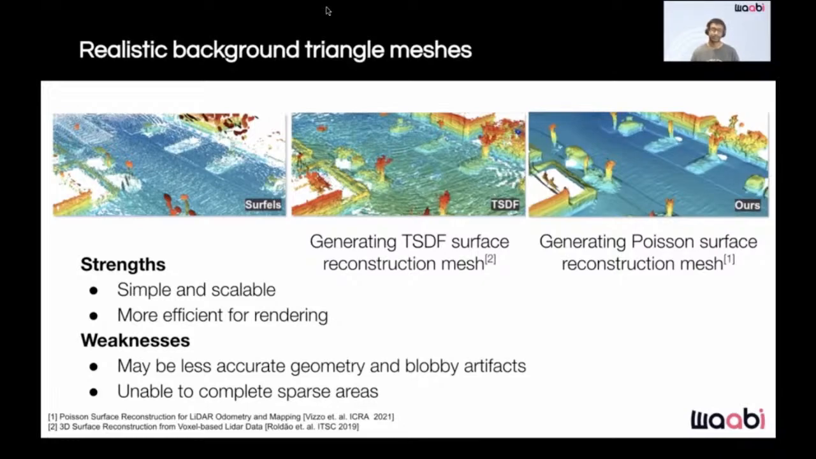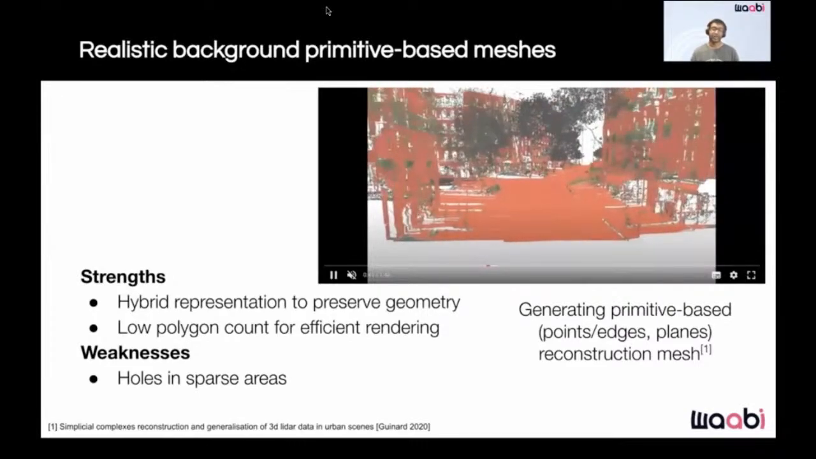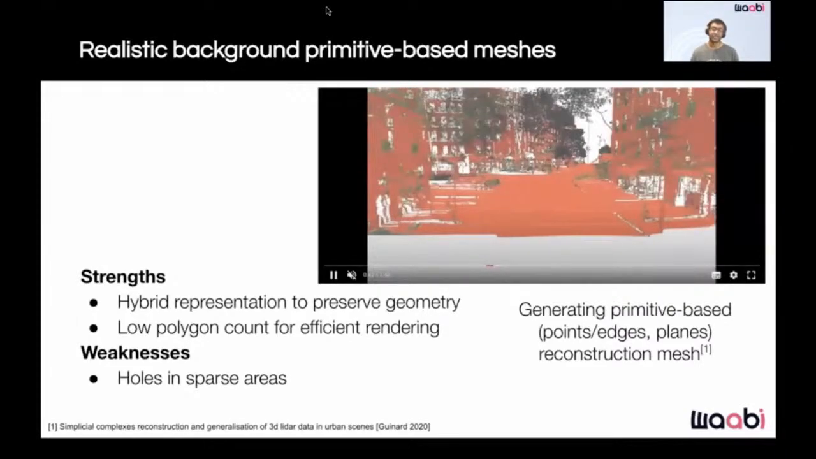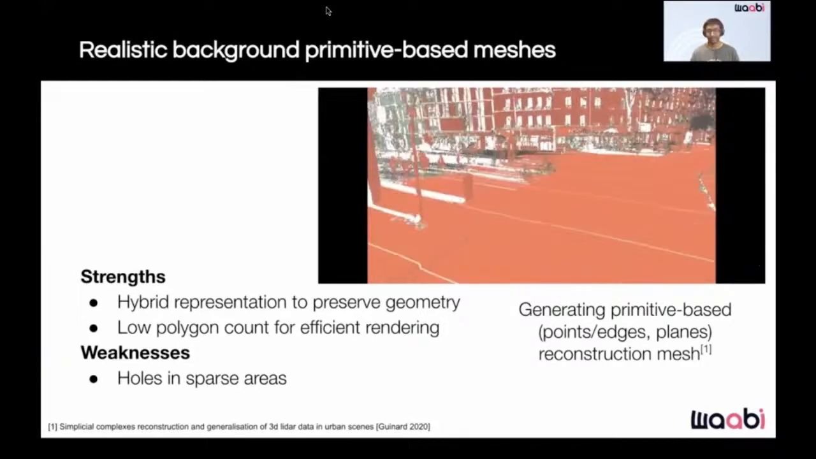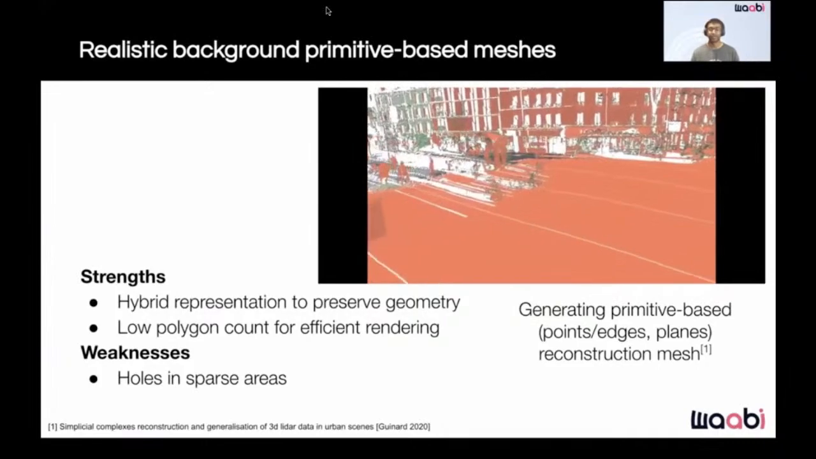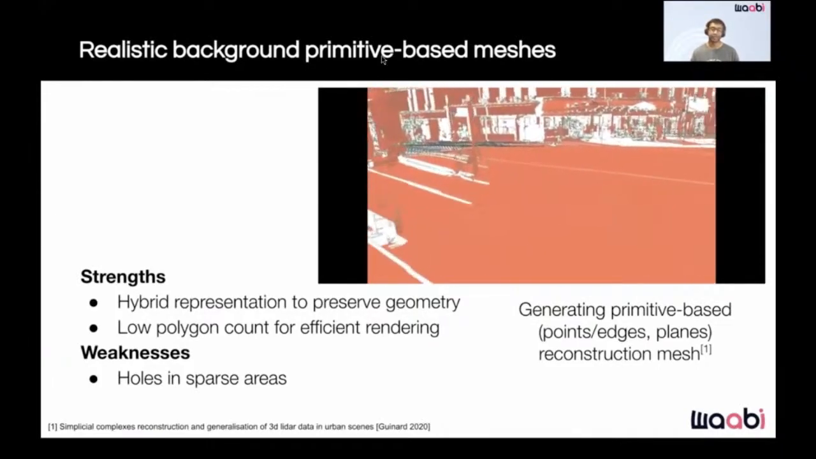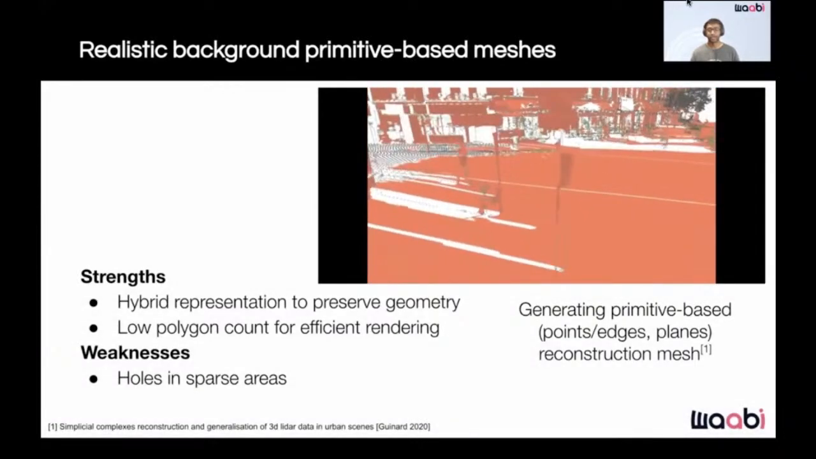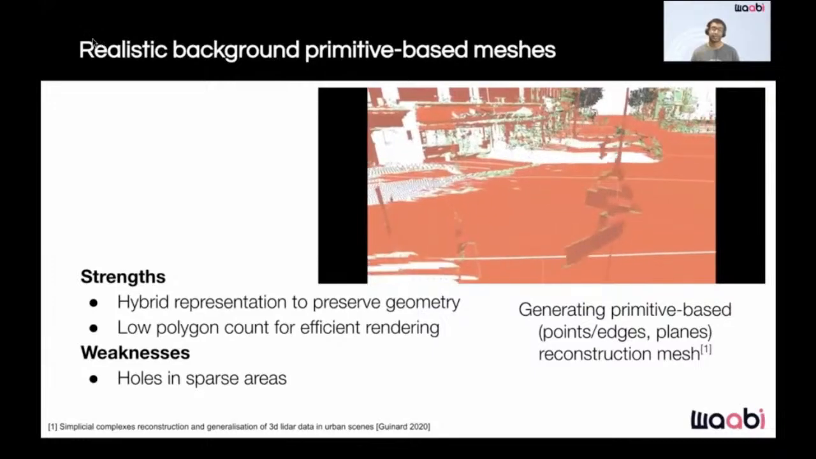To address the issues with poles and vegetation, one method proposes to instead construct background assets using a set of primitives: points, edges, and planes. The hybrid representation is generated by performing an energy minimization that tries to fit the primitives to the observation point clouds. This approach preserves geometry well and is compact, but the optimization process can be brittle to noise, and holes remain.